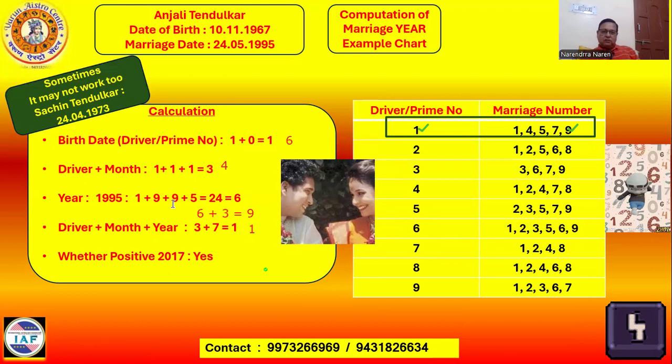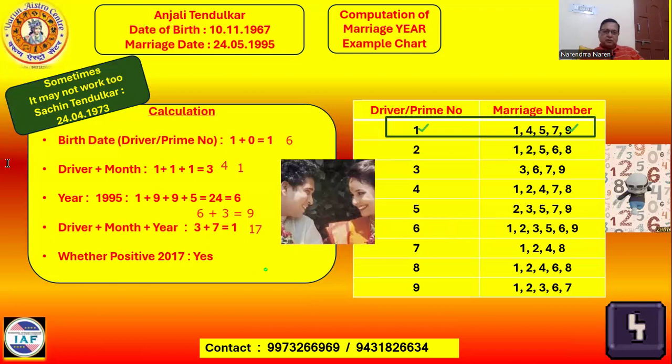Again, we add together. Yes, 6 plus 4. 1995 gives the common 6, and here it comes 4. Date and month will come 1, because 6 plus 4 is equal to 10, which is 1. So it becomes 7. And this 7 is not appearing against this 6. The 7 number is not appearing.